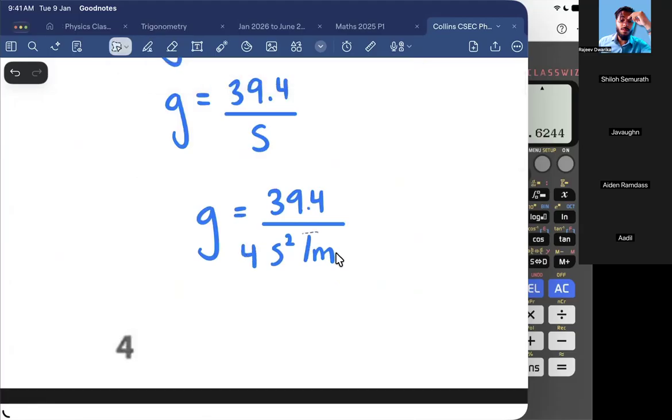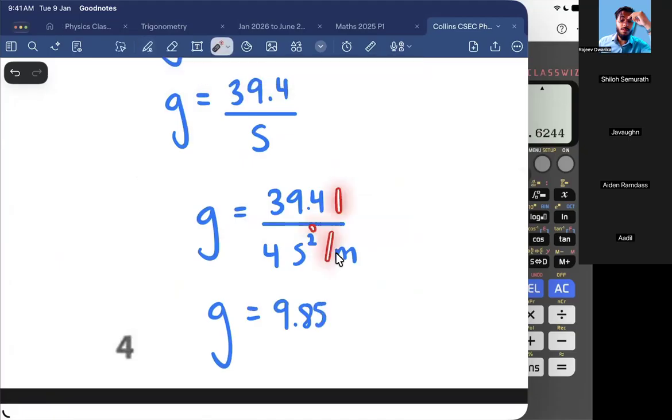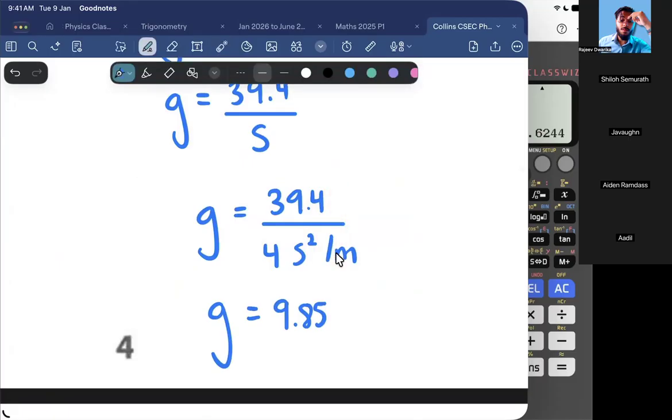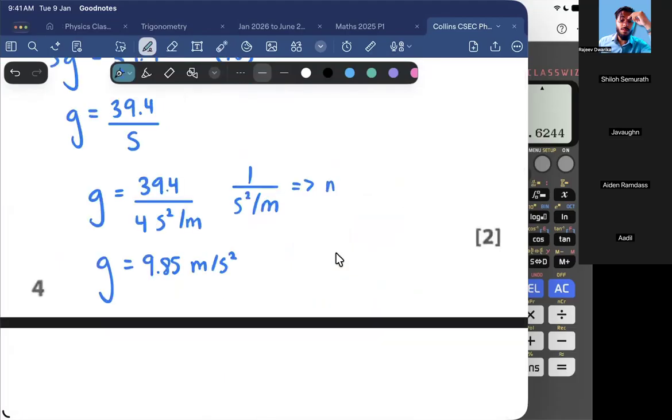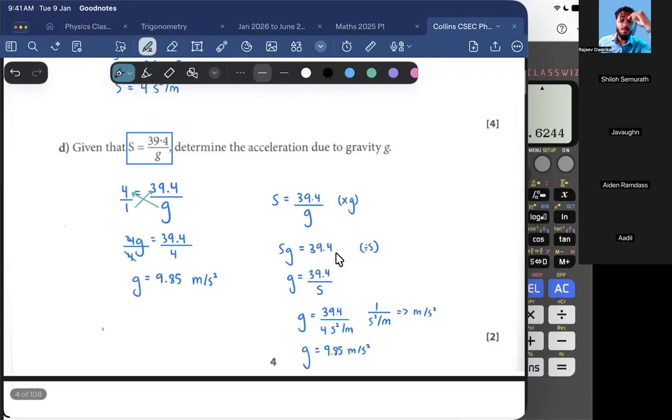So here's the thing. The 39.4 over 4 would have given us 9.85. But you have 1 all over s squared per m. So if you have 1 over s squared per m, it's going to invert, and that's going to turn into meter per second squared. But guys, remember, acceleration is always meter per second squared.